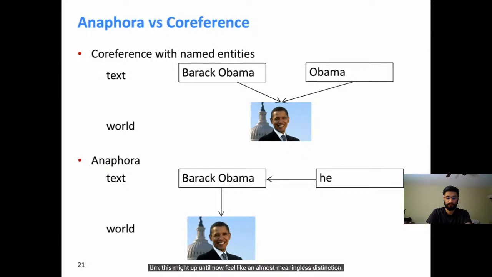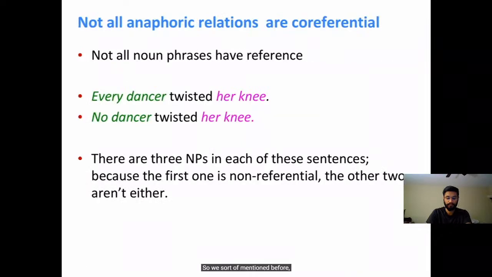This might up until now feel like an almost meaningless distinction, but something that gives you more of a sense that there's something useful here is that these textual relationships exist even when there isn't co-reference. So we mentioned before these cases like "no dancer". "No dancer" doesn't have reference. It refers to nothing. But if you have a sentence like "No dancer twisted her knee", well, we have an anaphor here, and that anaphor is referring back to "no dancer", despite the fact that "no dancer" doesn't have reference. So we can still have the anaphoric textual relationship.